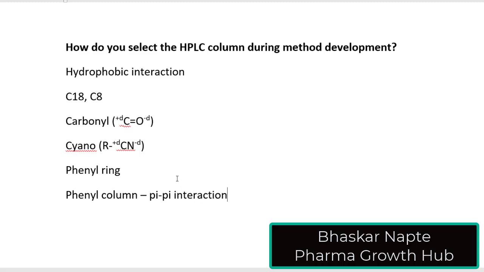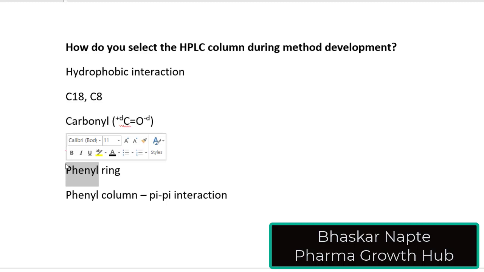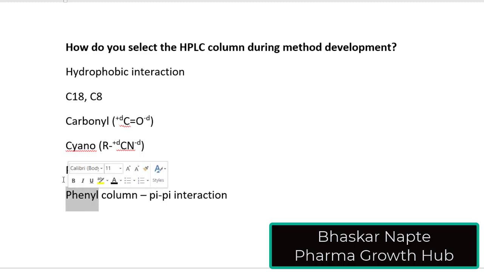Now how is this interaction going to happen? There are pi electrons present inside the phenyl ring of your molecule or analyte. And obviously on the phenyl column, you will have the phenyl rings, which also contain pi electrons. So the pi electrons of the molecule and the pi electrons of the column will interact, which is called a pi-pi interaction. And this is how your compound will get retained for a longer time.